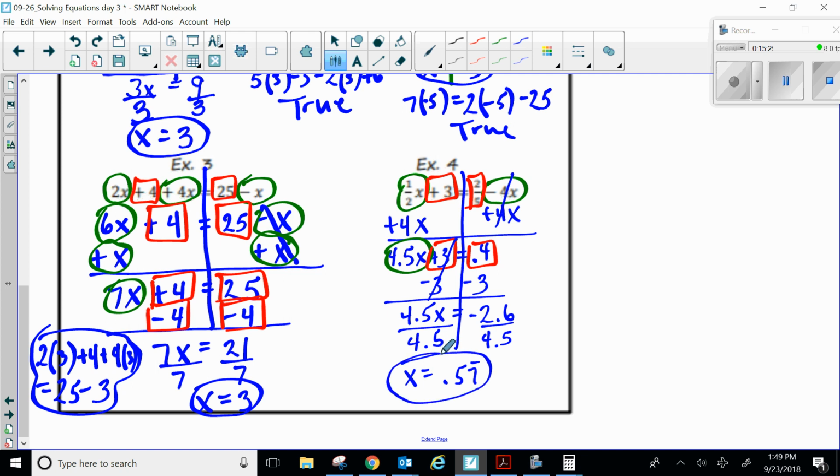This one might be a hard one to check your solution to, being that it's a 0.57 repeating. So I won't actually get a true statement in my calculator. So that's not a wonderful one to try for that. But you still can plug it in and check and see if your answers get close. But we can't actually get a true statement in my calculator for that one.